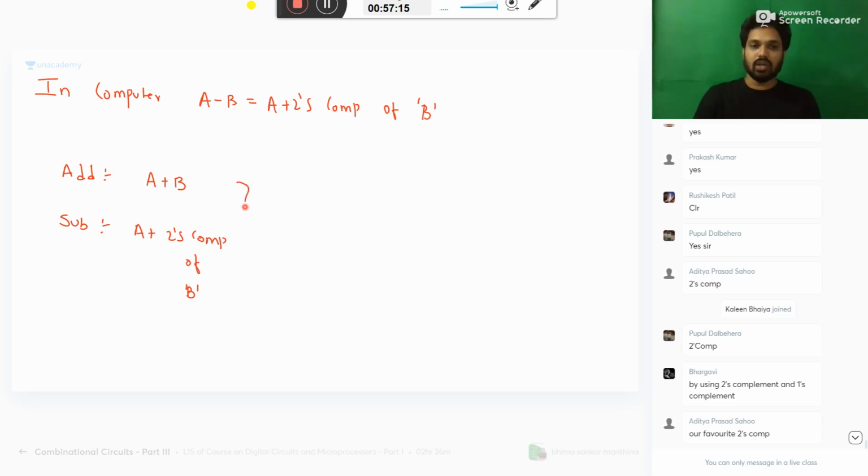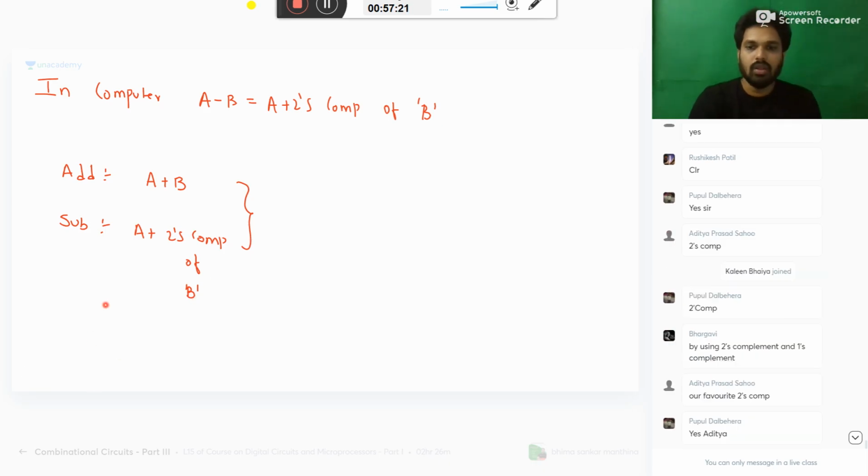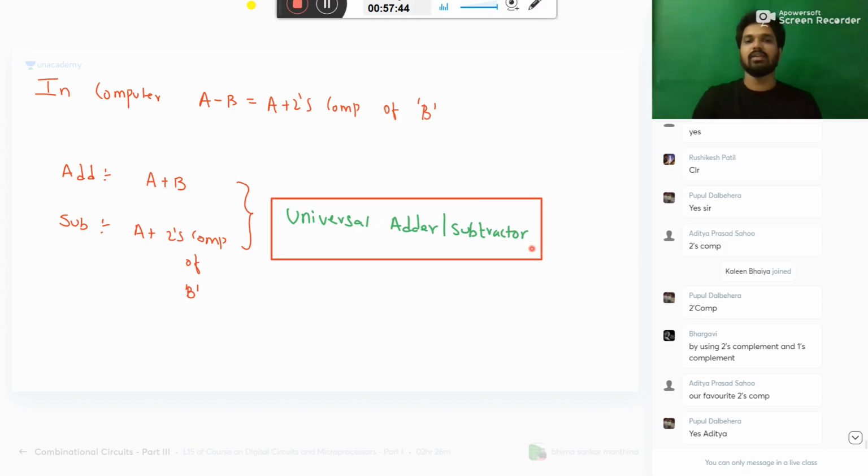Okay, so this is what we call the universal adder and subtractor circuit. That is what we are going to discuss now. Universal adder and subtractor: the same circuit which will perform both addition and subtraction.